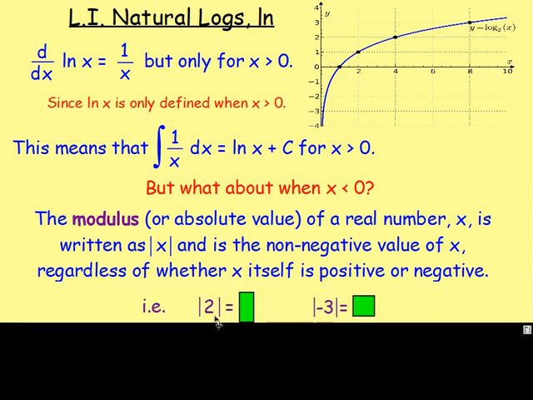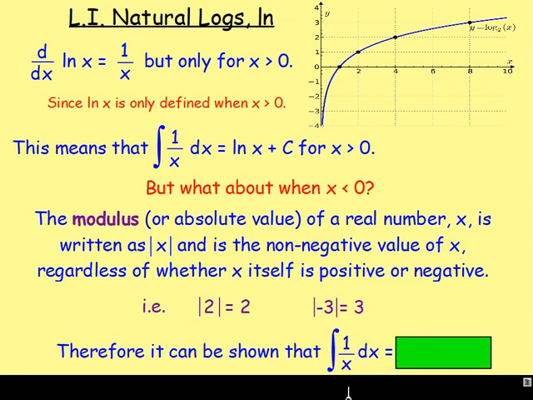What I mean by that is, the modulus of 2, the absolute value, the size of 2 is 2. But for negative 3, you ignore the negative. We're just looking at the absolute value, which is always non-negative, which means the size of that would be 3. This means the modulus signs can be used to get the absolute value, which will always be non-negative.